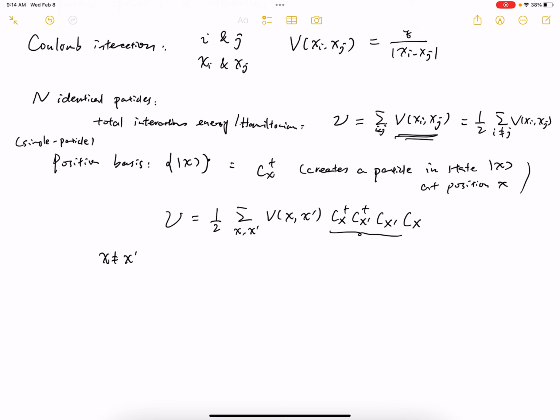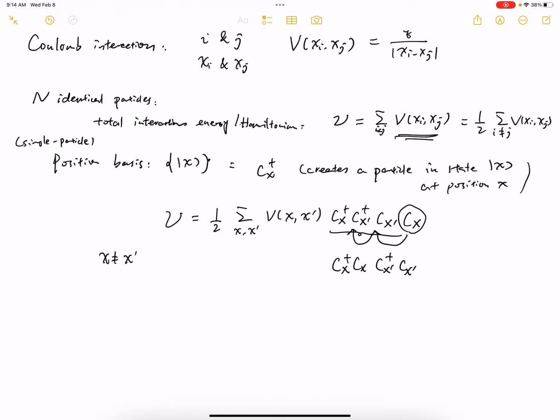If x is not equal to x prime, we can actually move these things around a little bit. So I'm going to change this to cx dagger cx and cx prime dagger cx prime. What I need to do is to move this operator cx first here and then here, right? So I'm going to move this operator two times. First I'm going to swap these two, and then it's going to come here, and then I'm going to swap these two, and it's going to come here, right? So I'm going to exchange it twice.